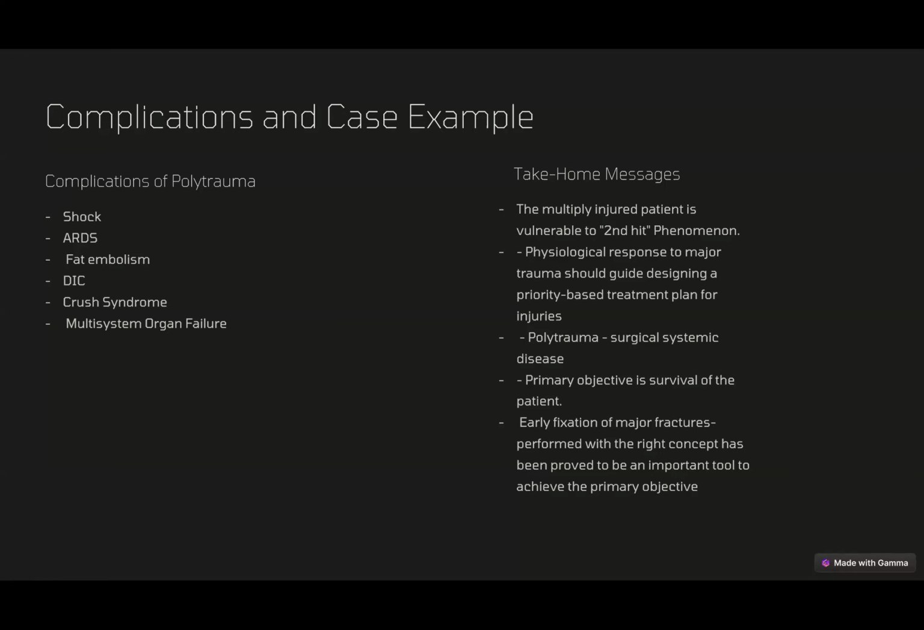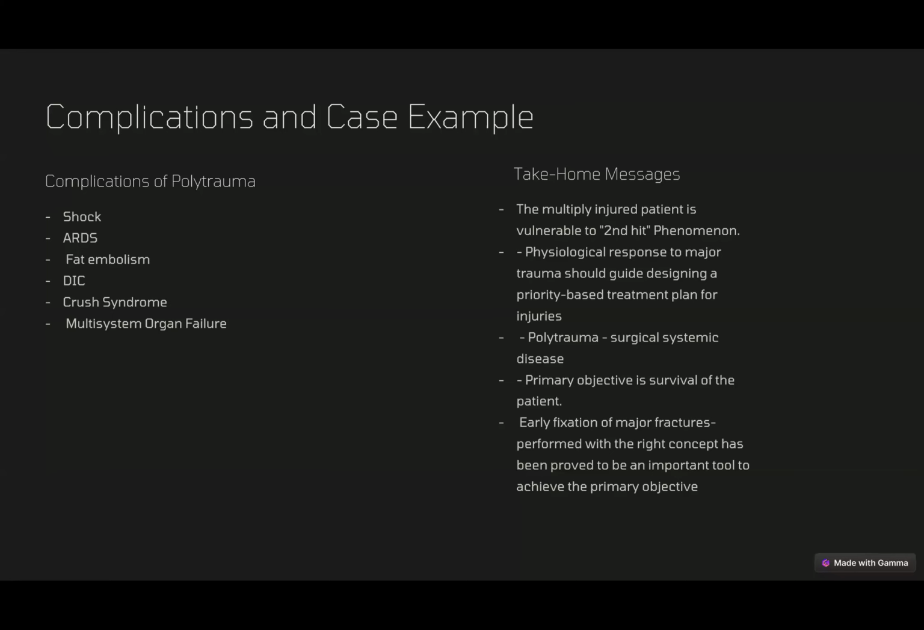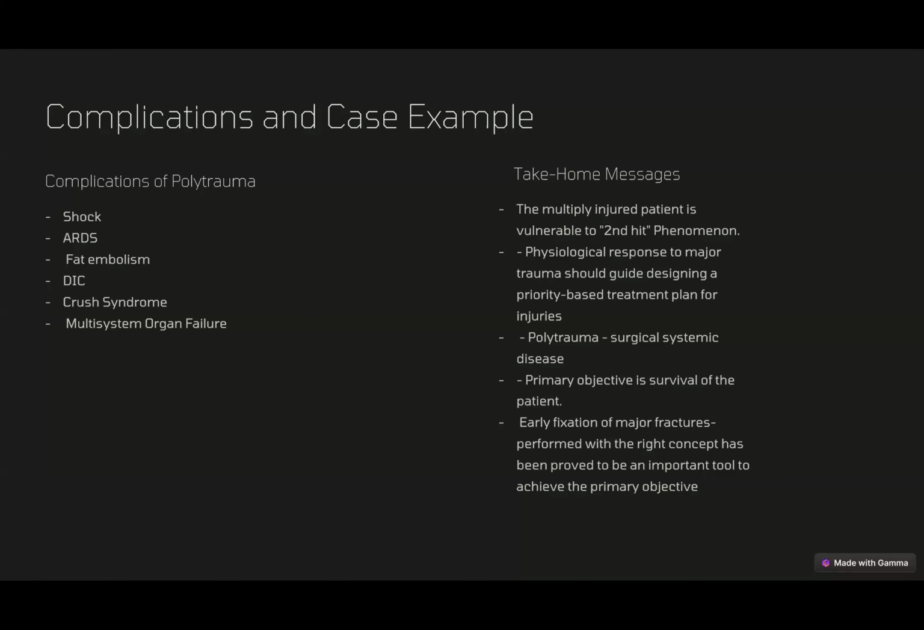So that's the end of my presentation. And for the summary, patients who have multiple injuries are very vulnerable to second hit phenomena. So we've said that the second hit phenomena are injuries caused due to either this physiological disturbance in their body when they're trying to heal, or any subsequent intervention done by doctors to help them. And then the physiological response to major trauma should guide in designing a priority-based treatment plan for injury.